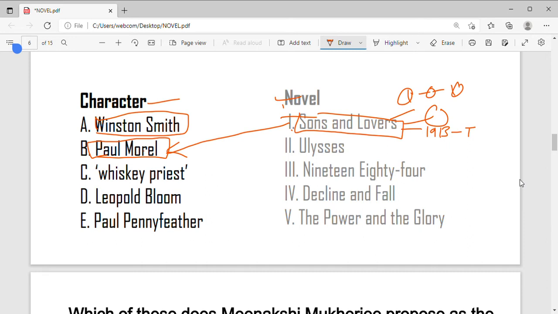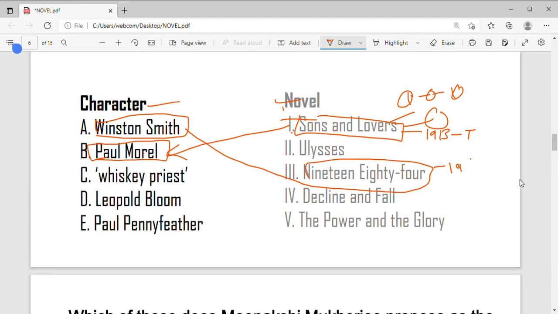Then we have Winston Smith. Winston Smith appears in Nineteen Eighty-Four, which was published in 1949, a dystopian novel, which talks about a sick society, where people suffer from injustice and a lot of bad things are happening. So this kind of society is depicted there, and Winston Smith is the character. Other themes we have here are thoughtcrime, Newspeak, 2 + 2 = 5, Big Brother. All these terminologies are used in this novel.